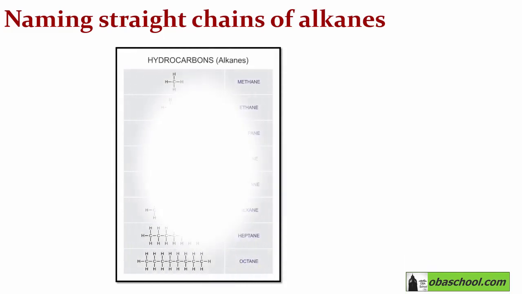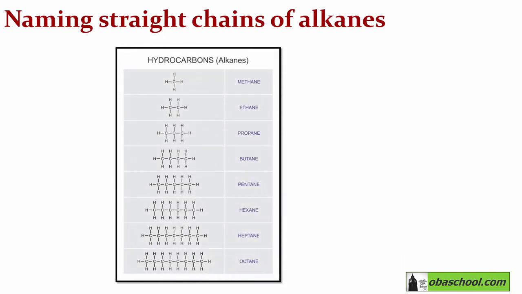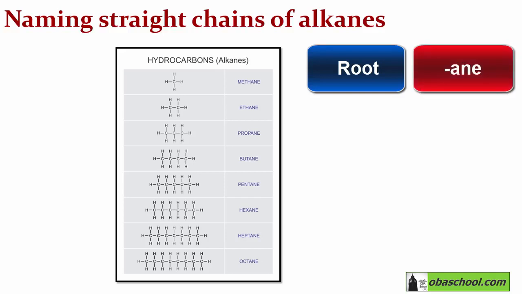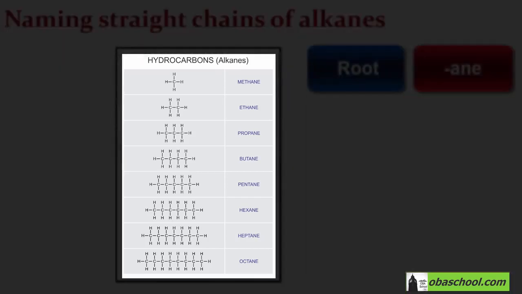These are the first 8 alkanes, and to name alkanes, we will use the root, which tells us the number of carbon atoms, and then we will add the suffix -ane to the root, and this suffix means that all the bonds are single, so we have an alkane. So this is methane, ethane, propane, butane, pentane, hexane, heptane, and octane.